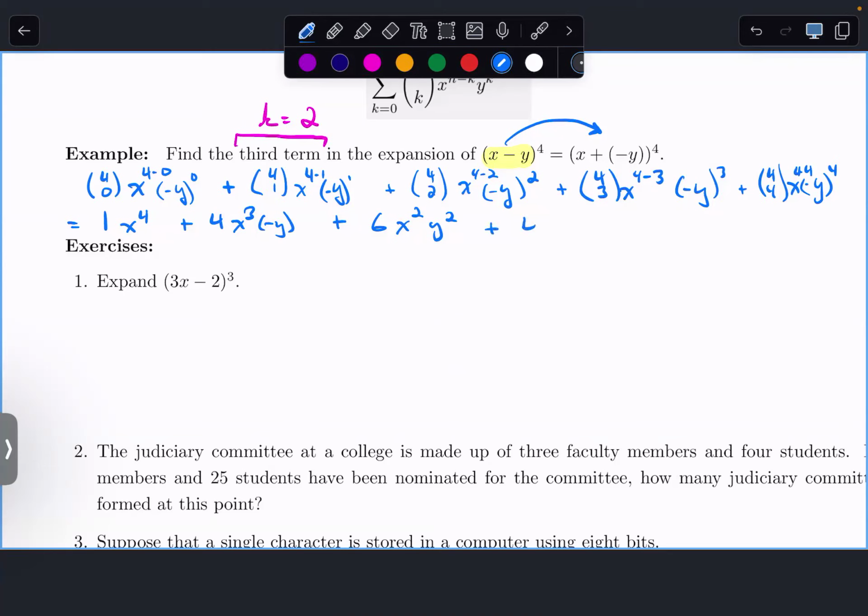4 choose 3 is 4, x to the 1, which we don't write, negative y to the 3. Negatives to odd powers stay negative, right? But to even powers, they get positive. So the third term is going to be this one here.